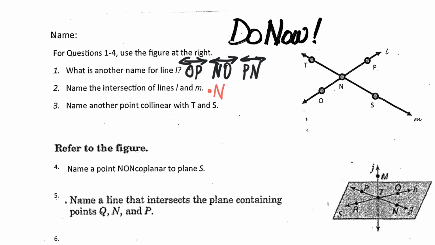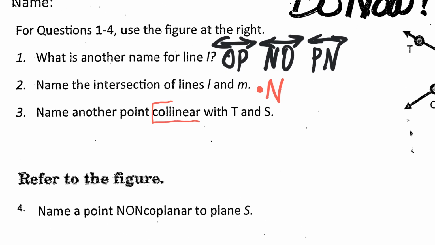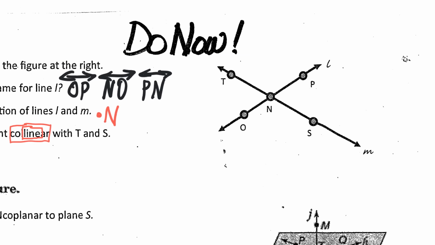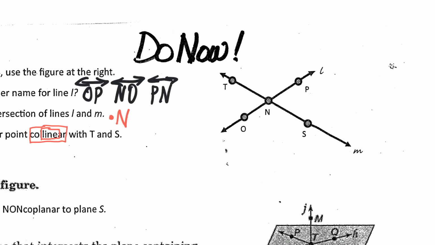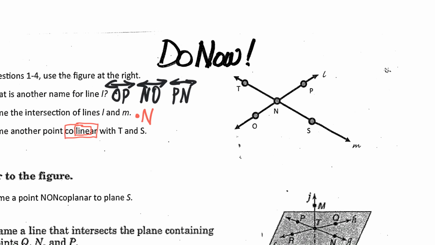Okay, the next one is, name the point that's collinear with T and S. What does collinear mean? Remember, you see the word line in there? Okay, points on the same line. So as I look at this, I want points that are on the same line with T and S. So point N.